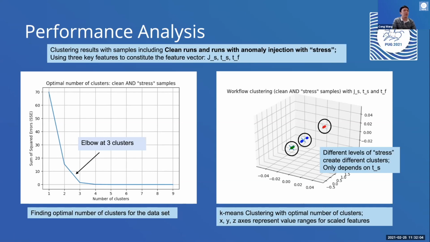And then we perform the clustering to differentiate the different levels of stress. The green color is the normal runs, the blue color is the low stress, and the red color means high stress. As we can see, the k-means clustering can clearly identify the three clusters according to the different workflow executions.